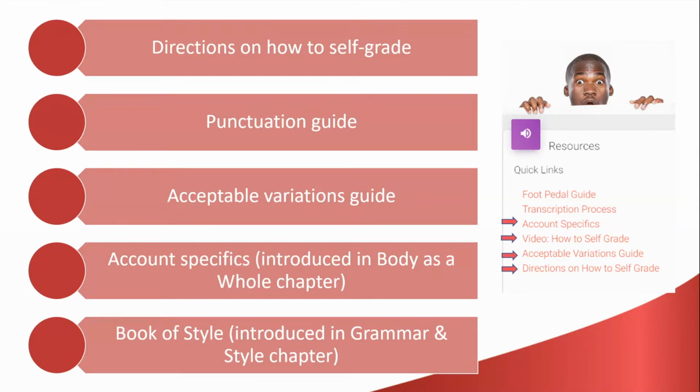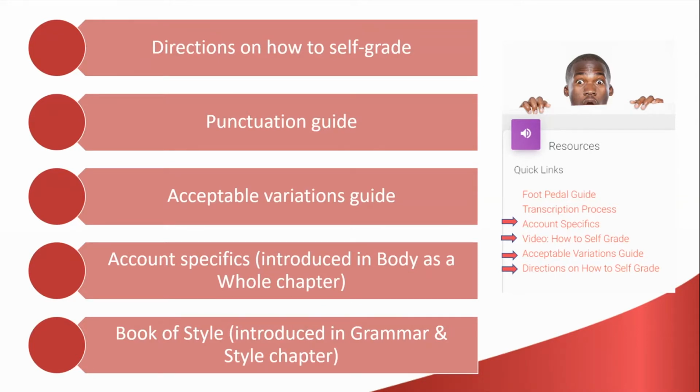Now, I will get into each of these in more detail in a moment, but if you look at our little picture on the right-hand side, what that clip is, and you'll see this momentarily when I get into the reports, when you open a report to grade, these links will be in the top left corner, and they're links often to what we need to have open when we're grading. So you can find the account specifics there. There's a video on how to self-grade. There's the acceptable variations guide and directions on how to self-grade, which I'll show you, which is just more text, and it has a chart there to show you the different deduction types and what they're about.